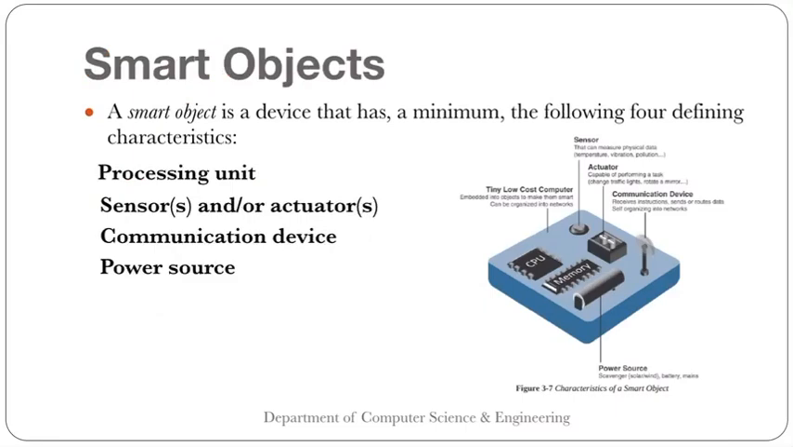Like a Wi-Fi or a Bluetooth. Okay? That is it. Then we have power source. If that particular device is a wireless object, then obviously to work these sensors, actuators and communication devices, power is required. Yes or no? So obviously it should have a battery in it.